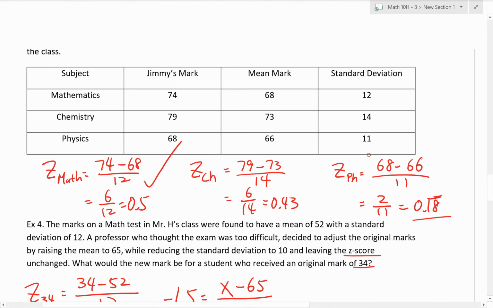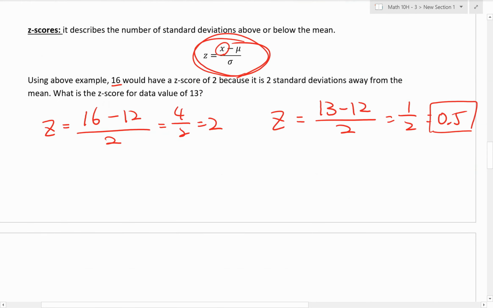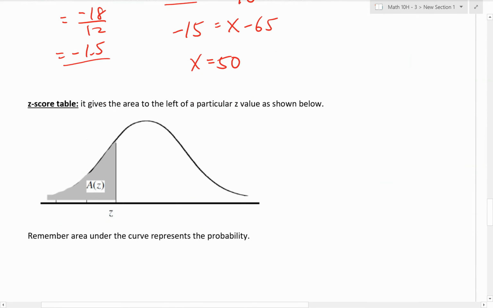We did all of these, but we still haven't answered this question yet: is it possible to figure out what percentage of a day an infant sleeps for less than 13 hours? And again, the answer is yes, by finding out the z-score and using the z-score table. This is the second part that will help us, because it gives us the area to the left of a particular z value, as shown below.